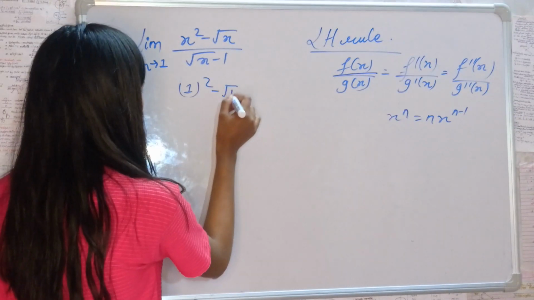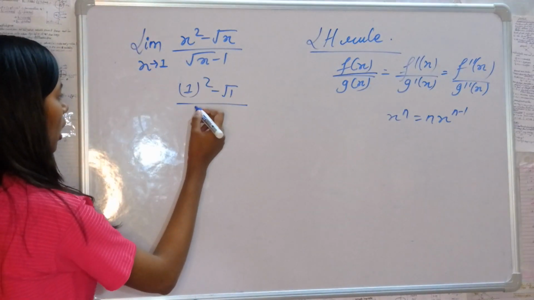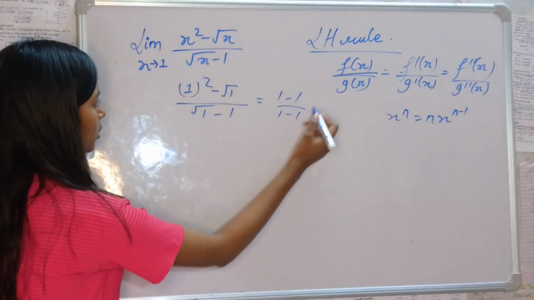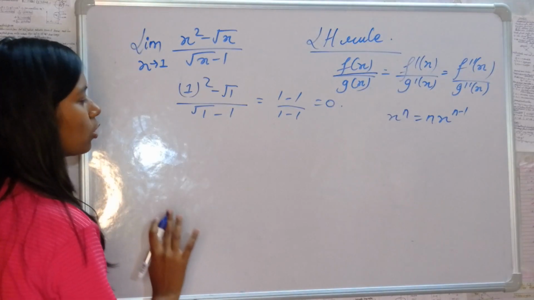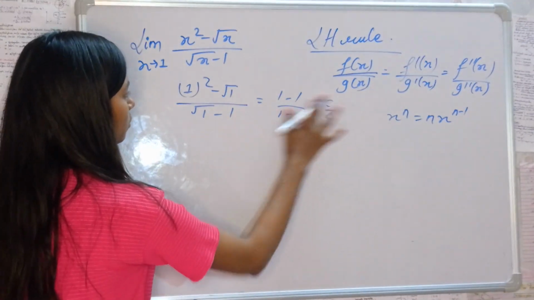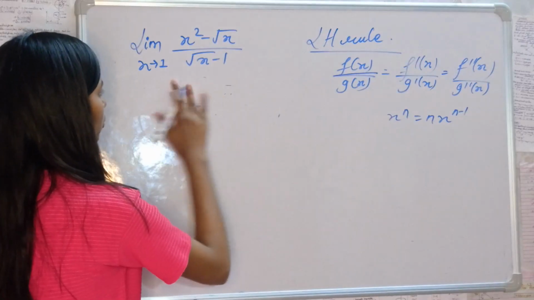Square minus under root of 1 upon under root of 1. Minus of 1 is going to be 1 minus of 1 upon 1 minus 1 is going to be 0. That means this is of 0 by 0 form. So we could apply the L'Hospital's rule over here.